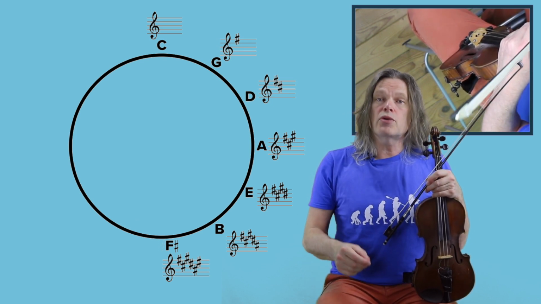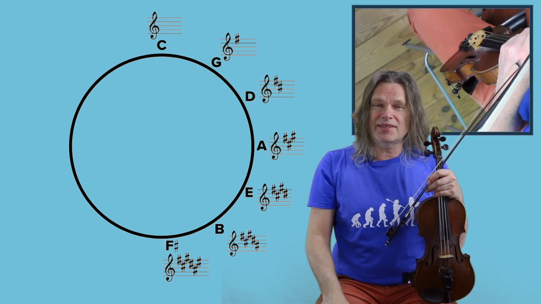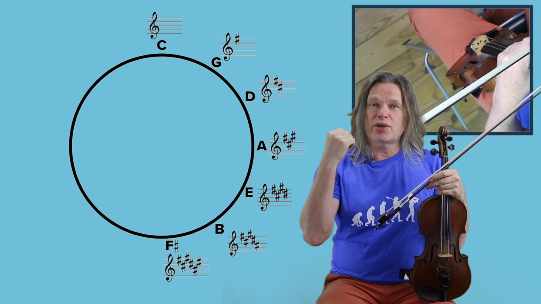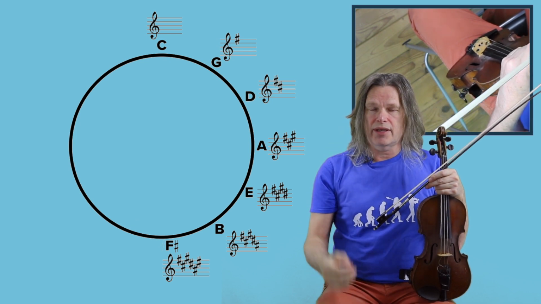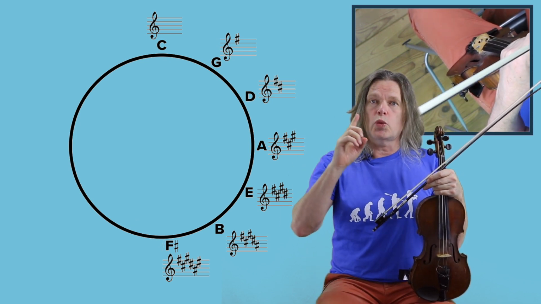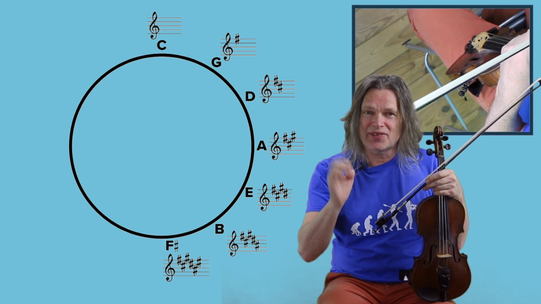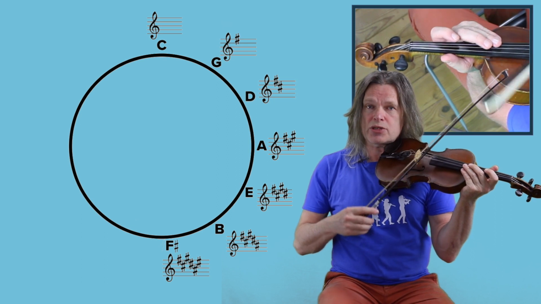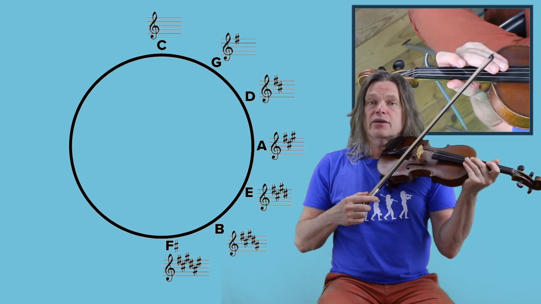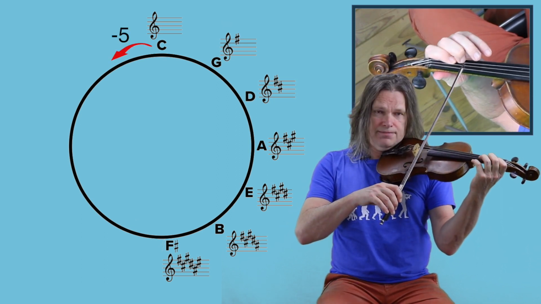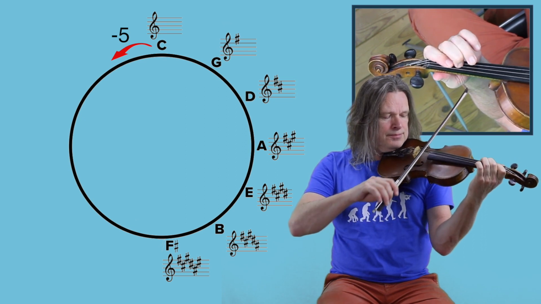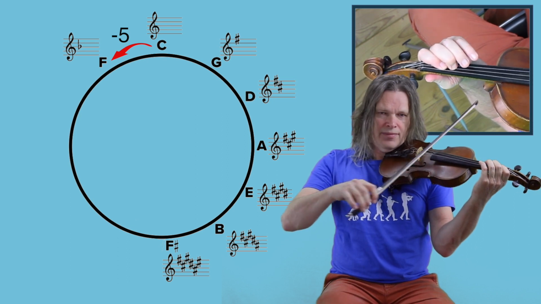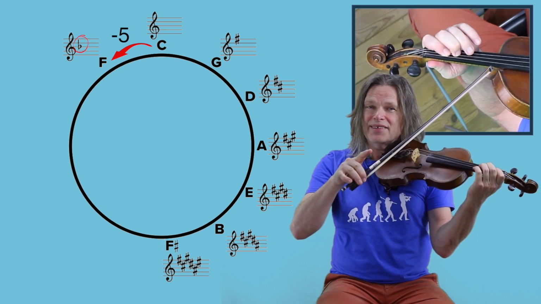Now that's how we go clockwise, right? Now let's go the other way, counterclockwise. We go down with 5 notes. And if we go down by 5 notes, we add a flat, right? So starting at the C, C didn't have any sharps or flats. We go down 5 notes. We get to the note F and we add a flat, right?